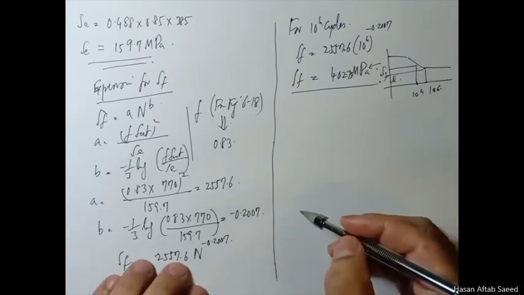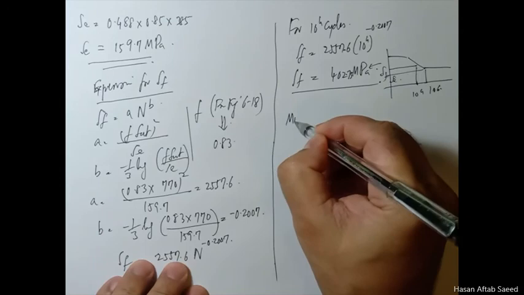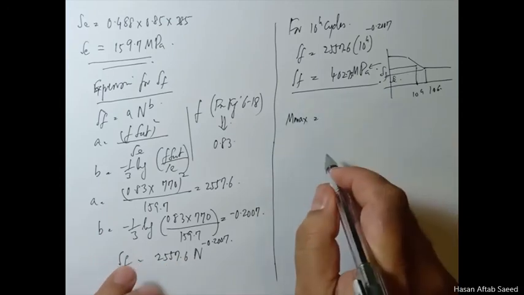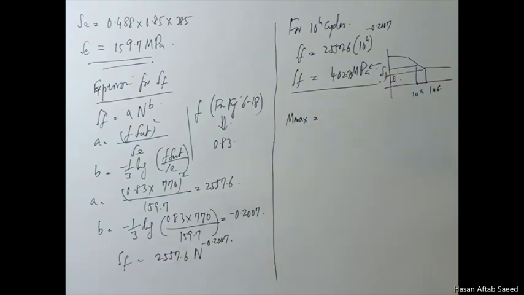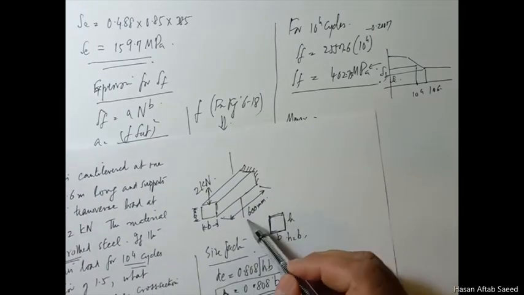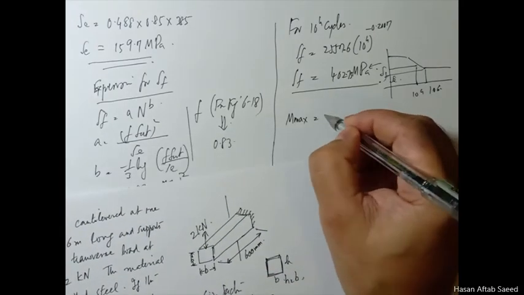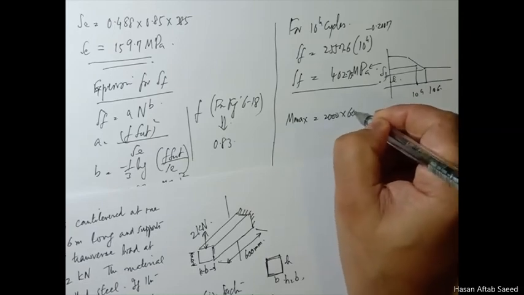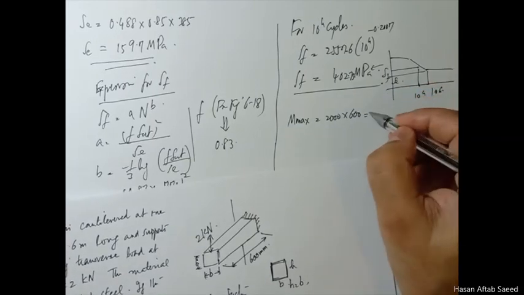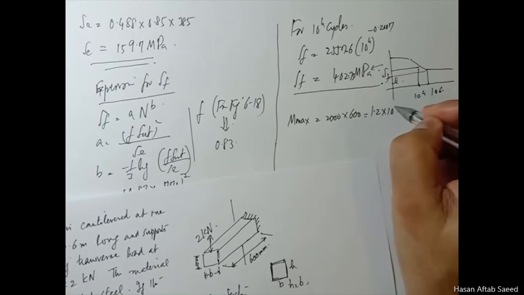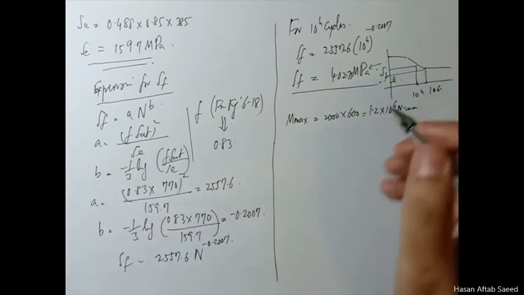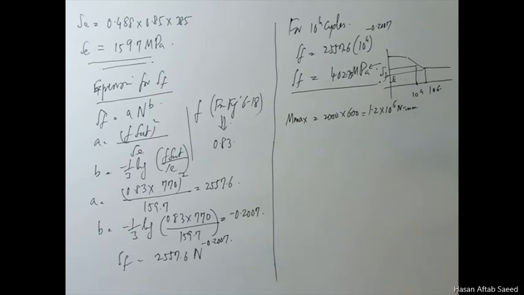Now the stress part. Again this is the bending situation, so M max is equal to 2000 into 600, and this is 1.2 into 10 raised to power 6 newton millimeter. Whatever units you choose, they are all right as long as you are consistent. You need not follow this newton and millimeter system.